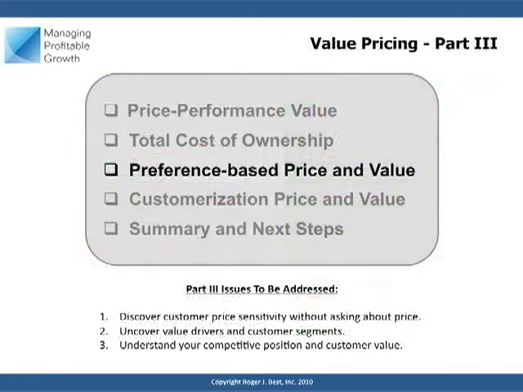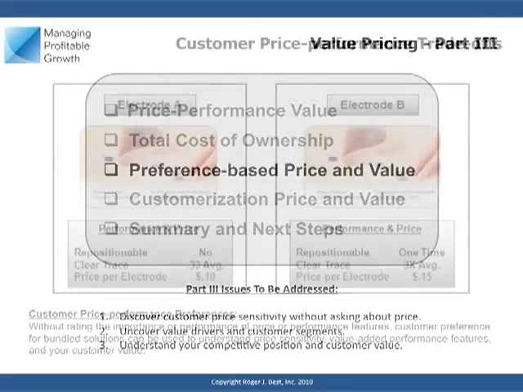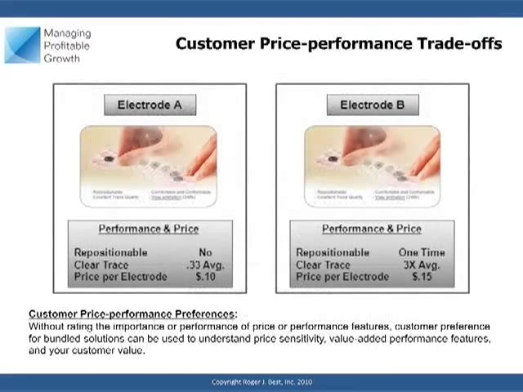In Part 3, we'll examine how to extract customer price sensitivity and value from customers without asking them the importance of price and performance or their perceptions of value. All purchase decisions require trade-offs between levels of performance and price. This value pricing analytic utilizes bundled product options that vary systematically in performance and price. Customers are simply asked which option they prefer.